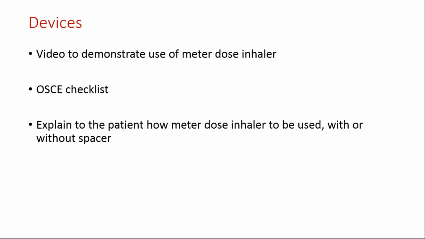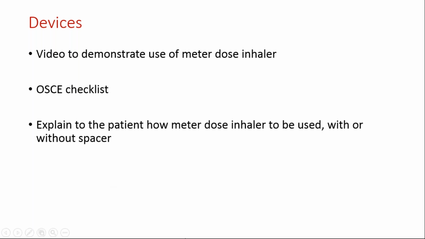Coming to the next part, I will not tell you in detail, but we also developed, no, this video was not developed by us at that time. We borrowed it from our chest medicine department, and they had a small video on use of a metered dose inhaler. Anyone can develop that particular video. And we developed an OSCE checklist.